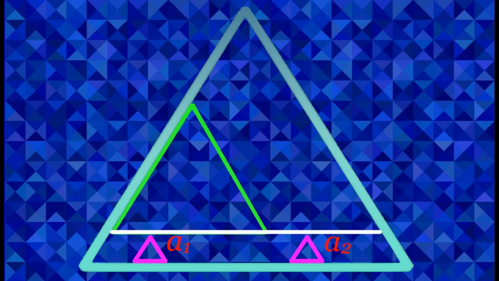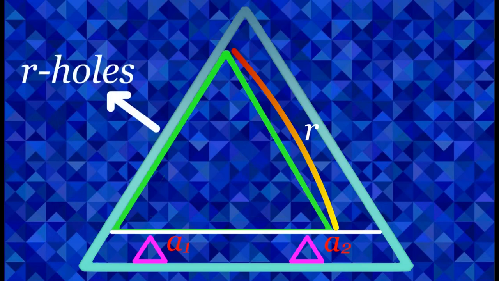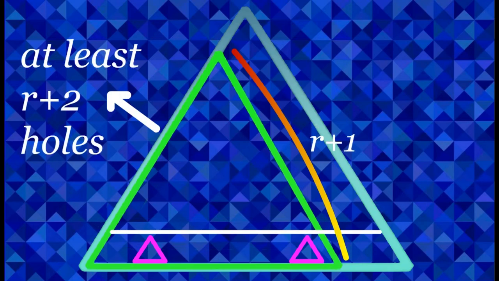The triangle sigma does not touch A2, since otherwise, if sigma is of size R, then since it is full of S, it has R holes. Hence, if it does touch A2, then, by extending sigma to the last row, we obtain a triangle of size R plus 1, with at least R plus 2 holes. This is a contradiction to our assumption that our set of holes S is spread out.